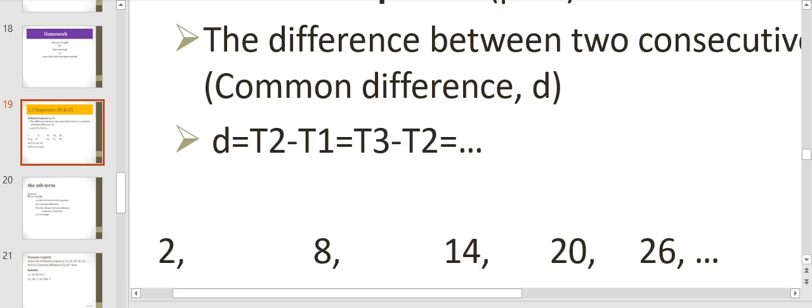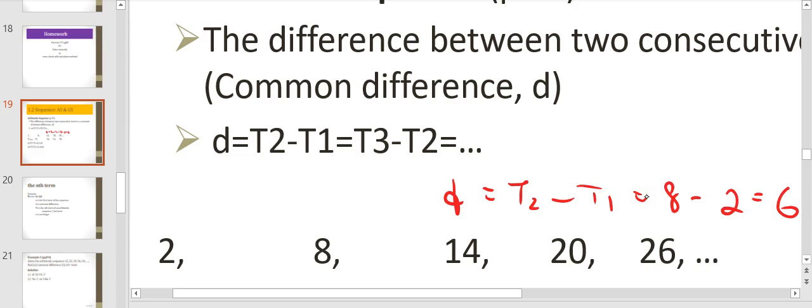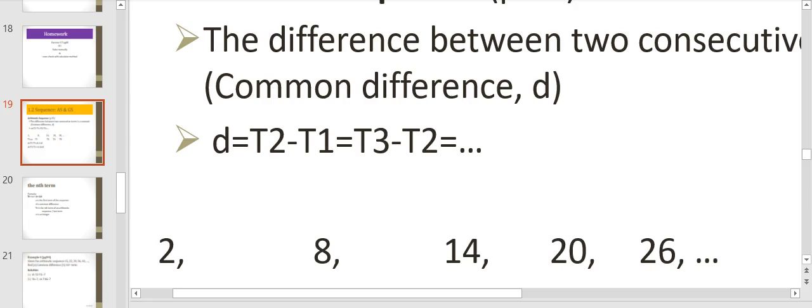So from this sequence, how do you find the difference? The difference will be term 2 minus term 1, that is 8 minus 2. That's why you have 6. Just simple like that. So just bear in mind, every time you see arithmetic, there are two things to have in mind. First, identify your a, that is your term 1. Next, identify your common difference.